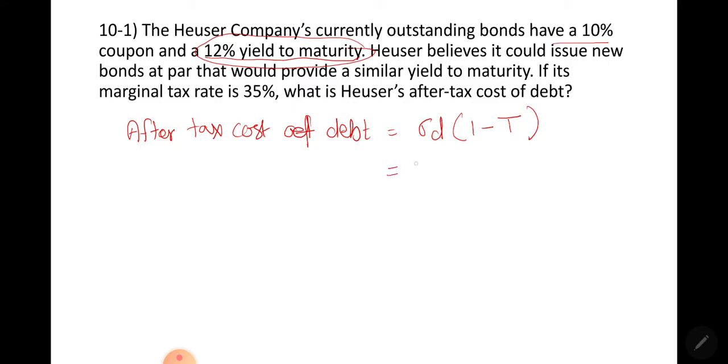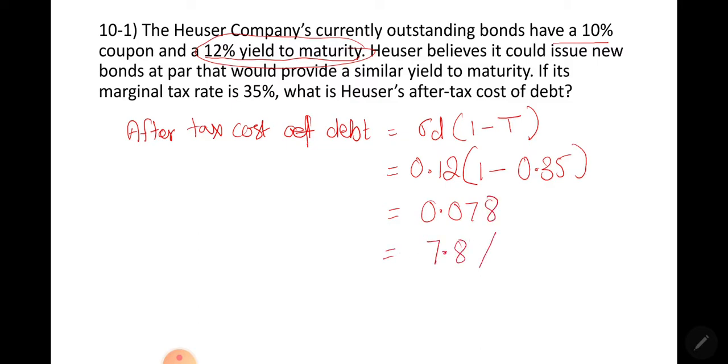The YTM is 0.12, times 1 minus the tax rate, which is 0.35. So if you solve this, your answer will come to 0.078. Converted into a percentage, the after tax cost of debt is 7.8%.